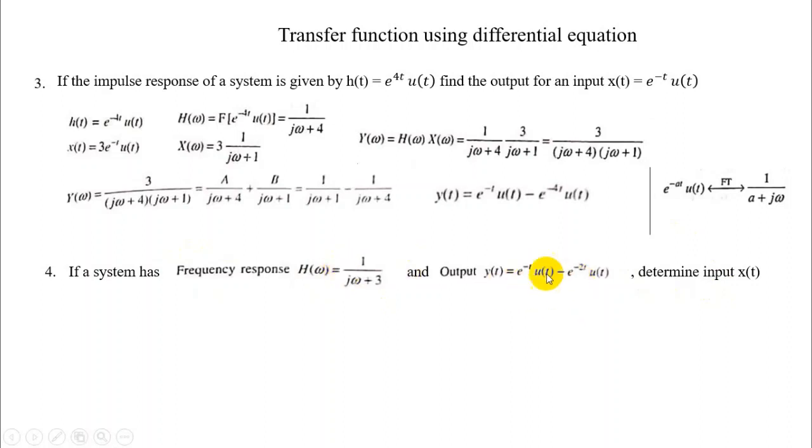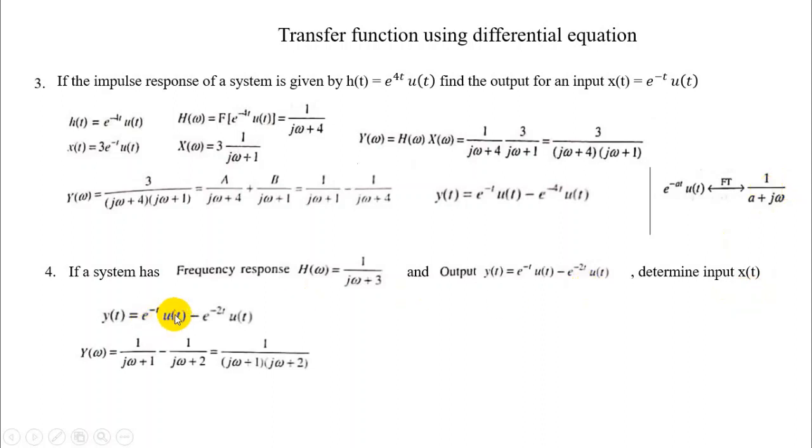So first of all we need to transform these to the frequency domain, that means taking the Fourier transform of the output, and after that taking the ratio, we will get the input, because we know the transfer function is nothing but the ratio of output and input. As we have the transfer function and the output, it would be much easier for us to determine the input.